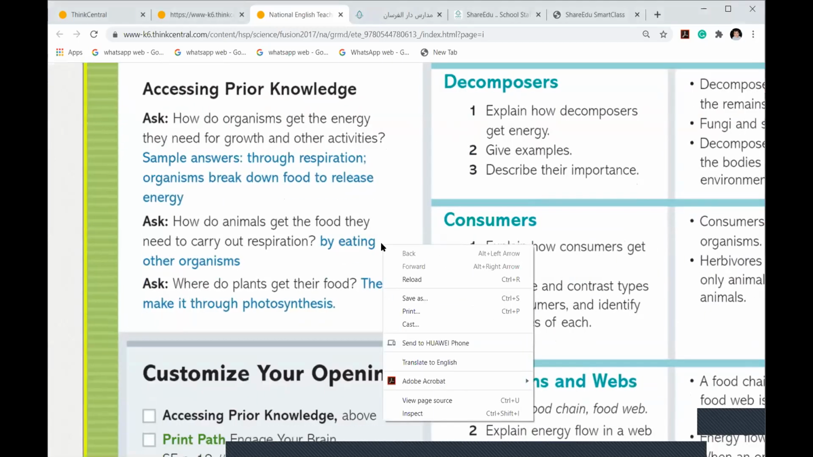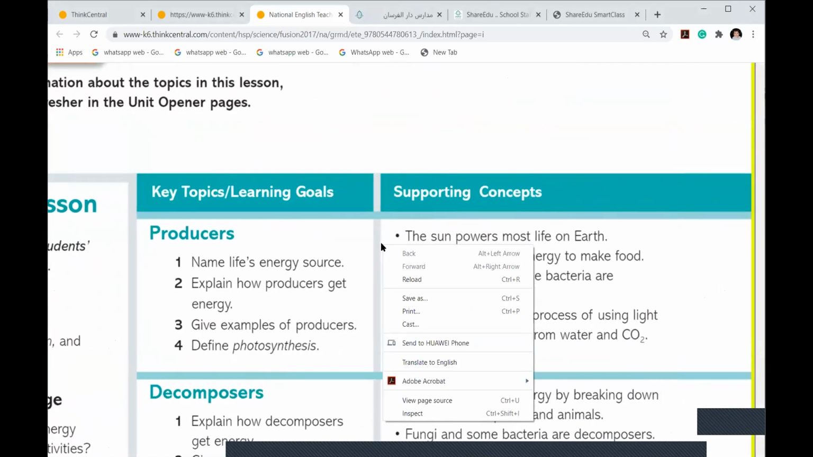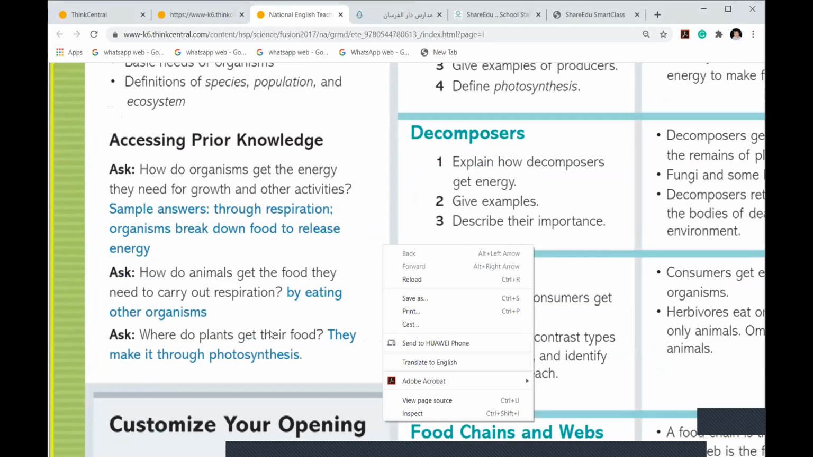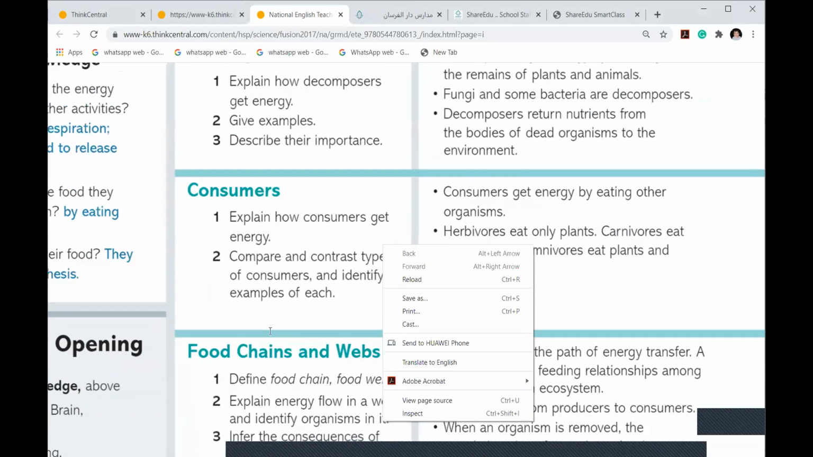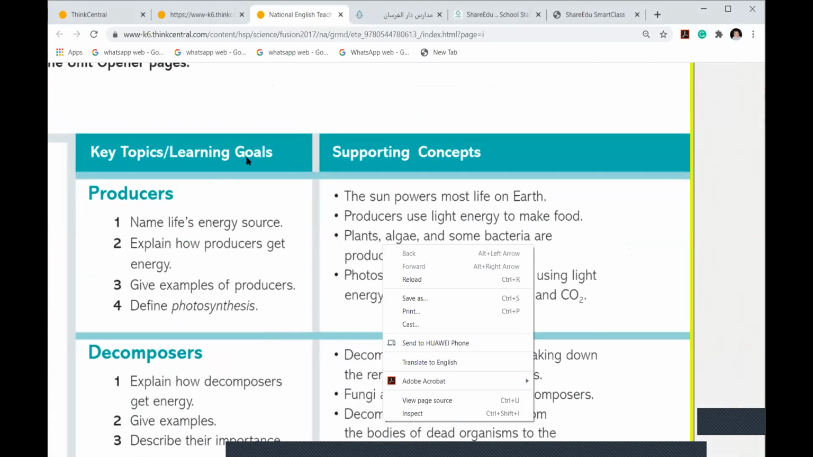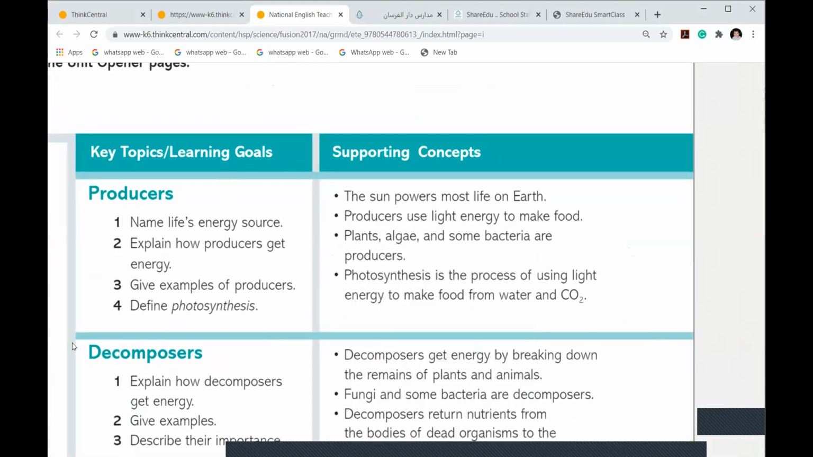So in this lesson, you will all be able to know about the basic needs of organisms and definitions of species. This is the prior knowledge for the lesson, from before what you need to know. Now, my main learning goals are, first, you will learn about life's energy source. You will explain how producers get energy, give examples of producers and define photosynthesis.